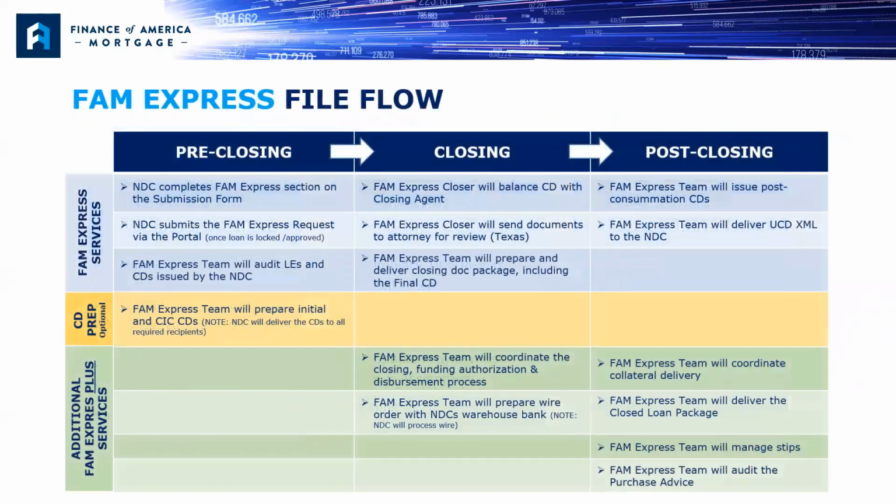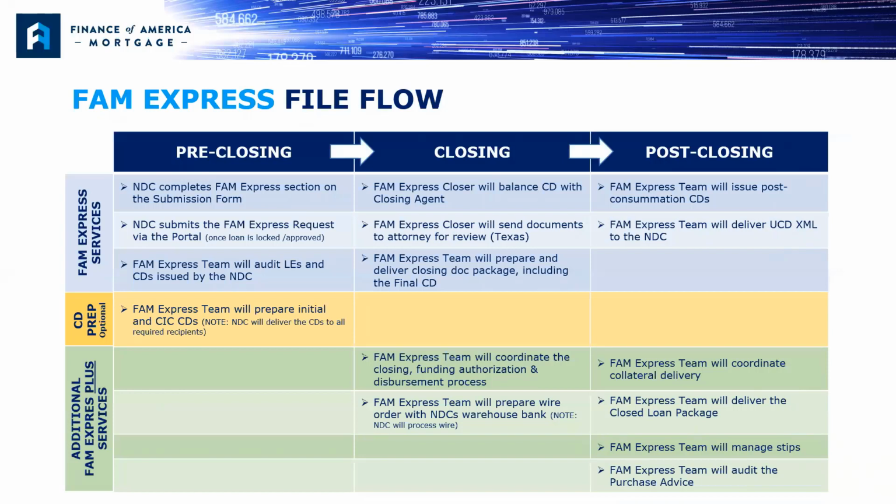Right. So we have a bit of the file flow, and again, we talked about acquainting yourself with the process flow, which is a great checklist and goes through what you need to do prior to submission, what your FAM Express request looks like, the steps to go through there, what you need for your CD, for your closing docs. That's all explained in the process flow, which we're not going to go through here. But as a highlight, this is how the file flow goes, starting with your pre-closing and what FAM Express services offers, and then what they offer as far as closing and post-closing.